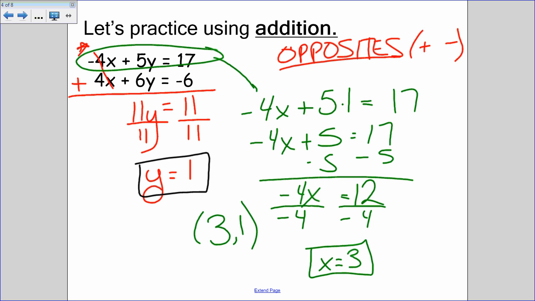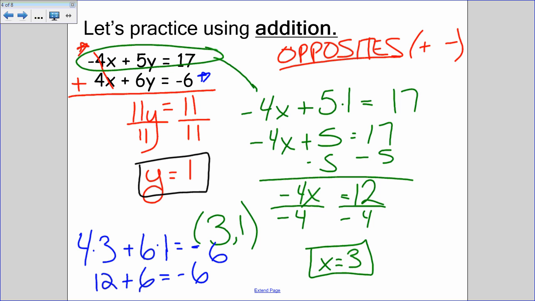Of course, let's use the equation that we didn't use the second time, so we'll use this one. Okay, 4 times our x of 3 plus 6 times our y of 1 is supposed to equal negative 6. Correct? Okay, let's see what we got here. 4 times 3 is 12, and 6 times 1 is 6. Does that equal negative 6? Uh-oh, I think we made an error.